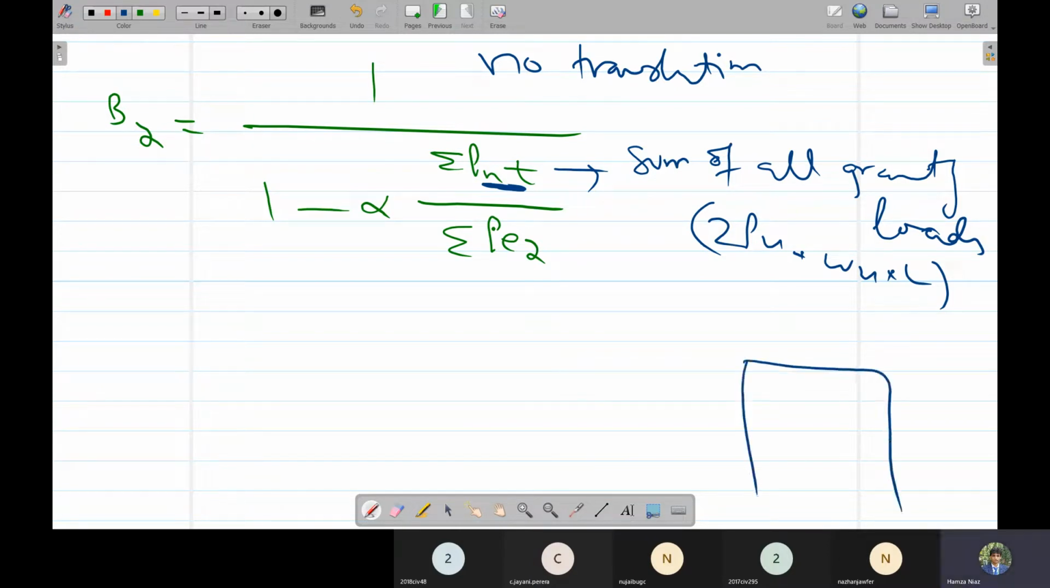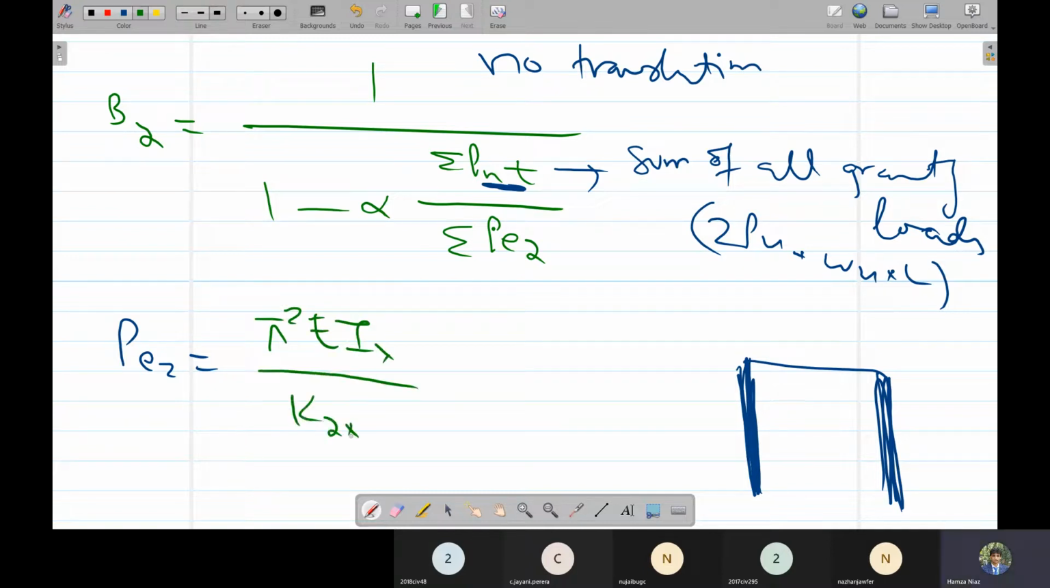We have this frame. So in this frame we have two columns. So PE2 would be this column's Euler's critical load, that is pi square EIx over K2x Lx squared. Remember, here we will be using K2 because it is B2. And because there are two columns here, we'll simply multiply it by 2. If there were 3 columns, we would multiply it by 3, 4, and so on. So if we put in the values, we'll get PE2.